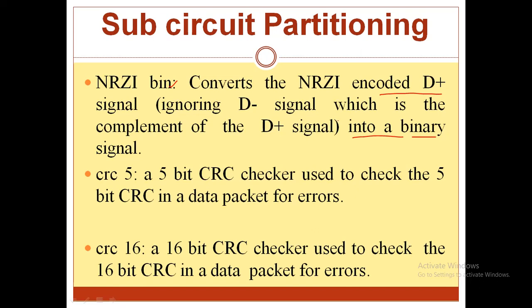Next one is the CRC, cyclic redundancy check, the 5-bit CRC check. This 5-bit CRC checker is used to check the 5-bit CRC in the packet for errors. The 16-bit checker is used to check the 16-bit CRC in the data packet for errors.